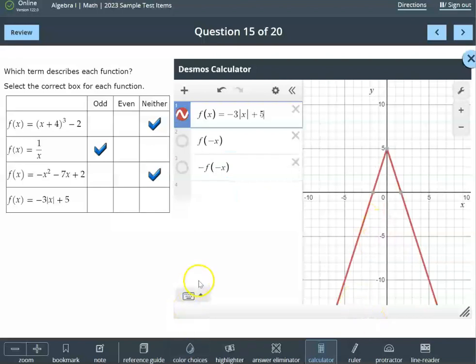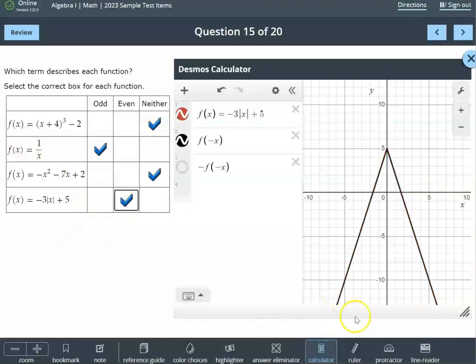All right, so there's the original function. If you click on this one, you don't even see it. That's because it's underneath this one. So turn that one off, and you'll see the black one is right under it. Since these are the same, that means it is even. And so that's one way to determine if a function is even, odd, or neither using your Desmos calculator.